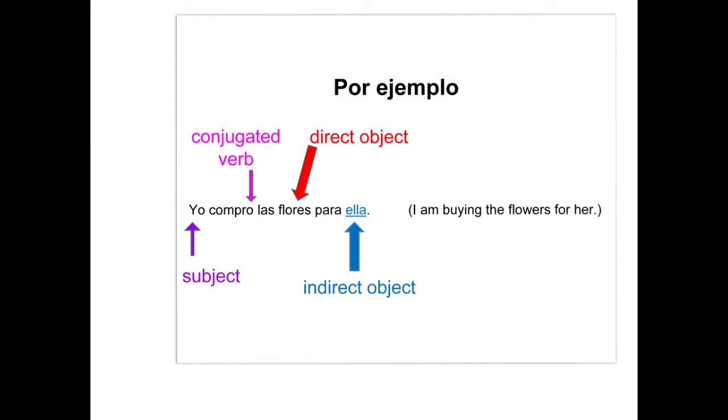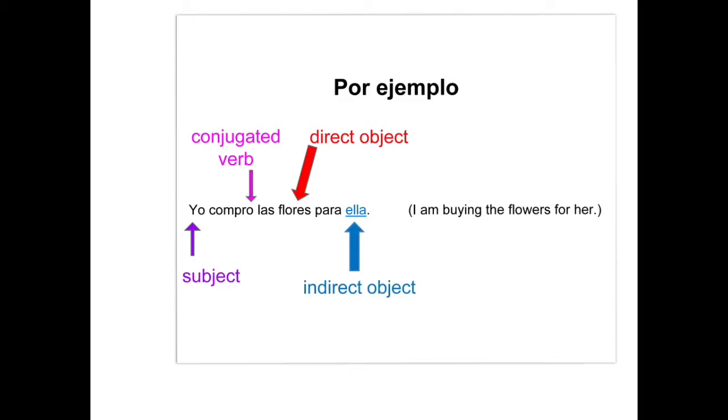Let's take a look at another example. Looking at the sentence, yo compro las flores para ella, which means I am buying the flowers for her, I'm going to first start with the word yo. Yo is my subject, and that tells me how to conjugate my verb. So yo compro means I am buying. Compro is my verb. Yo compro las flores. What am I buying? I am buying the flowers. The flowers is my direct object.